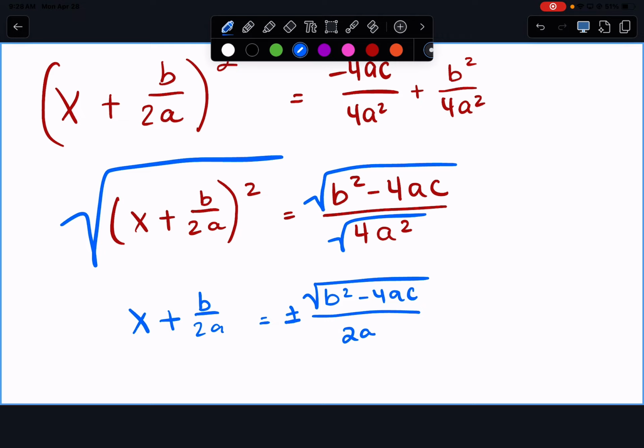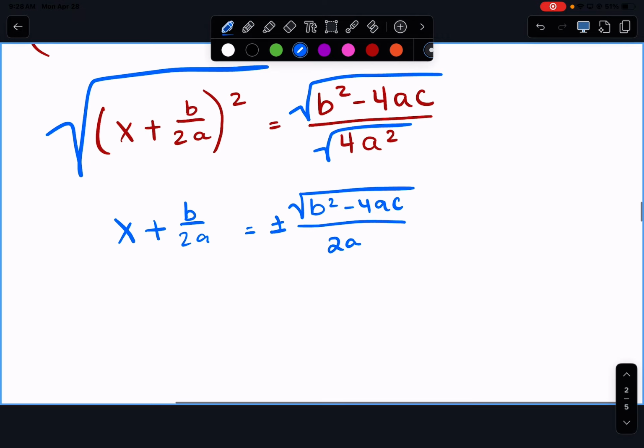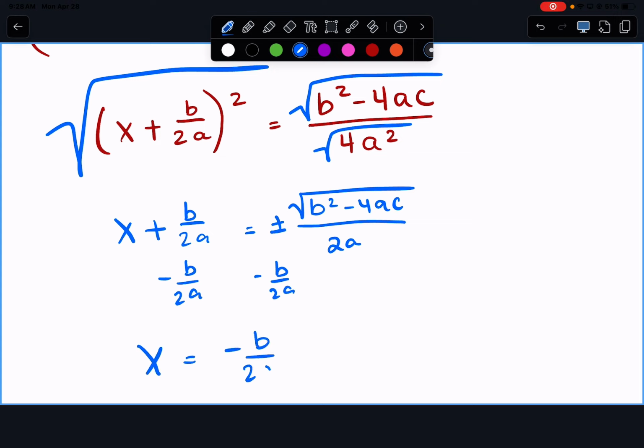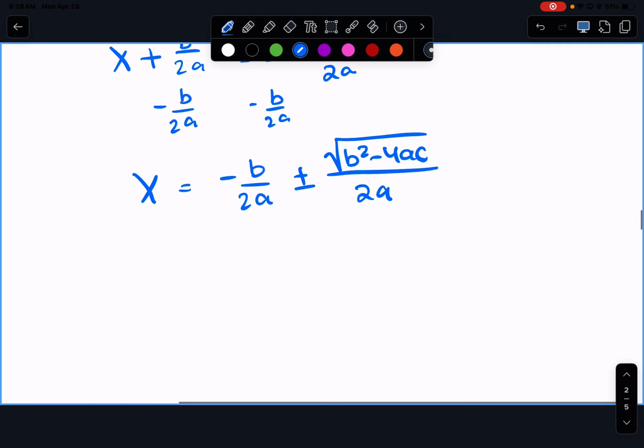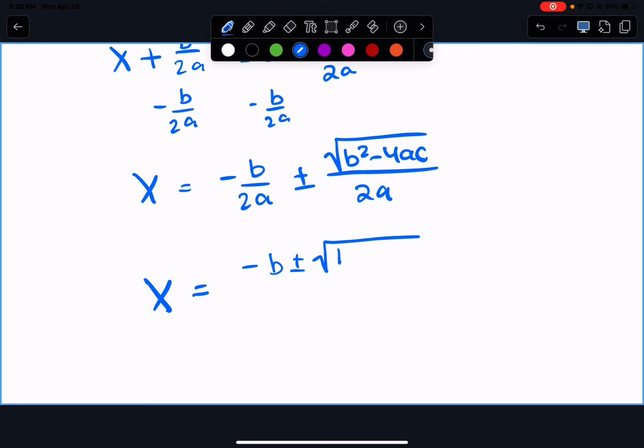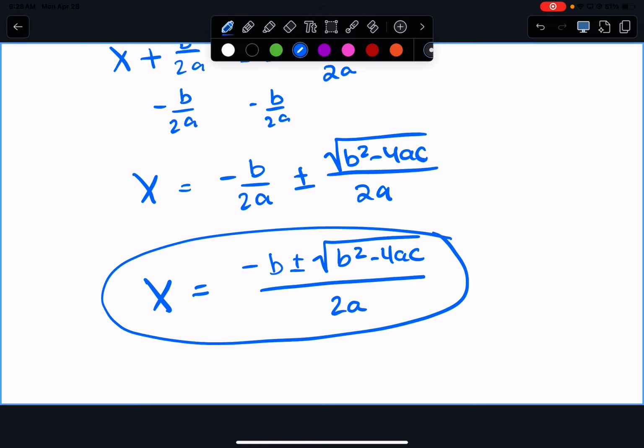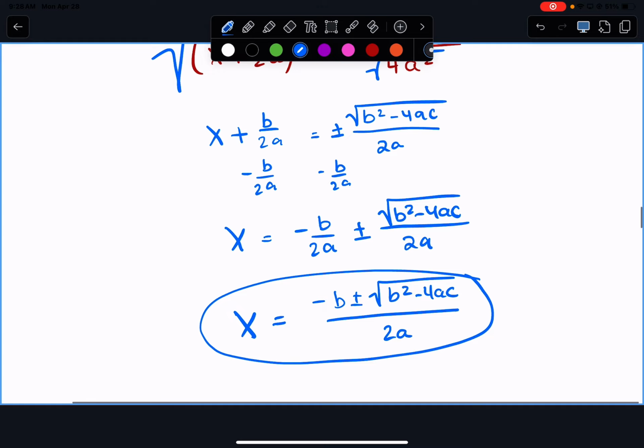2a. Okay, so now I'm going to move my b over 2a to both sides. And so I get x is equal to negative b over 2a plus or minus the square root of b squared minus 4ac all over 2a. And I can rewrite that one last time as negative b plus or minus the square root of b squared minus 4ac all over 2a. That right there is the answer that you got a full 10 points for.